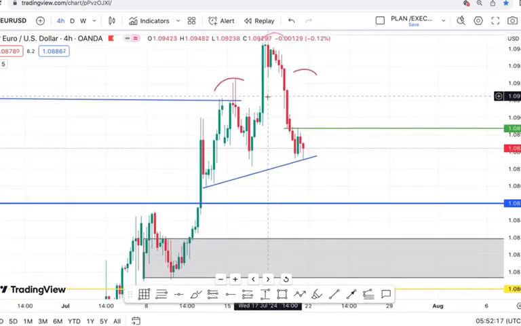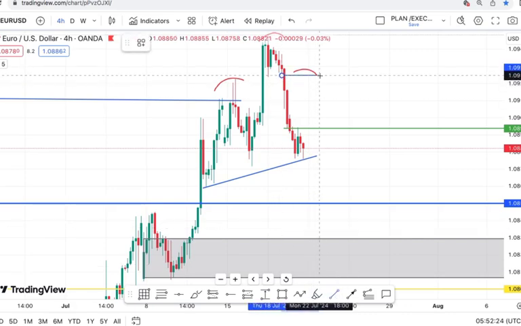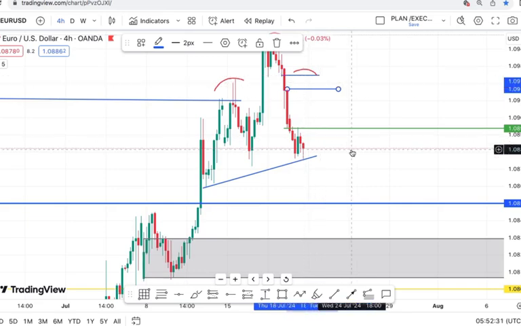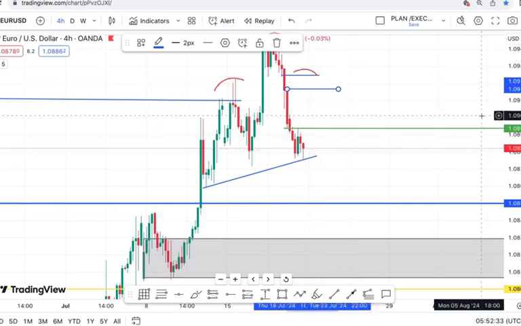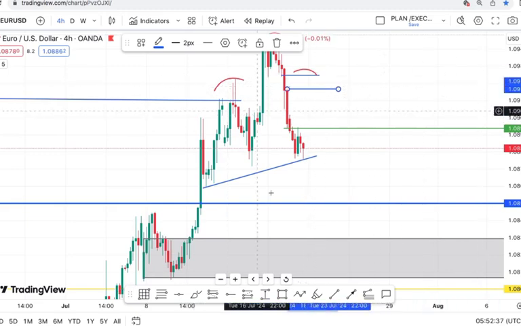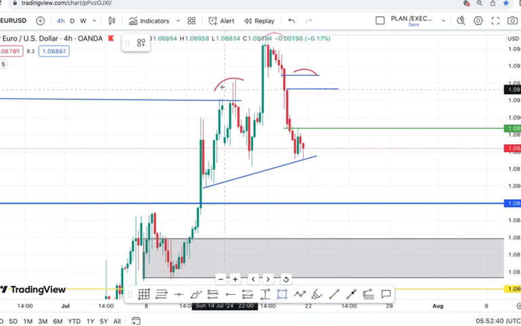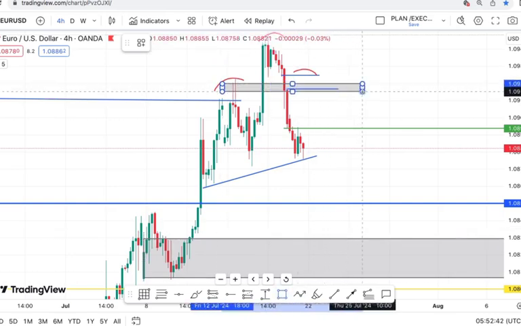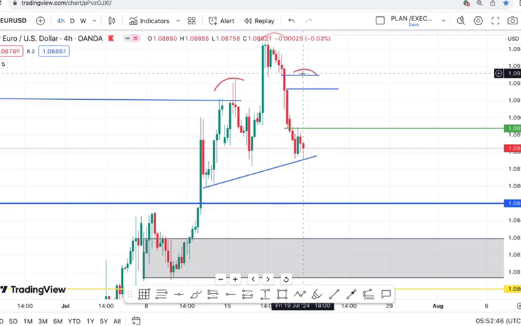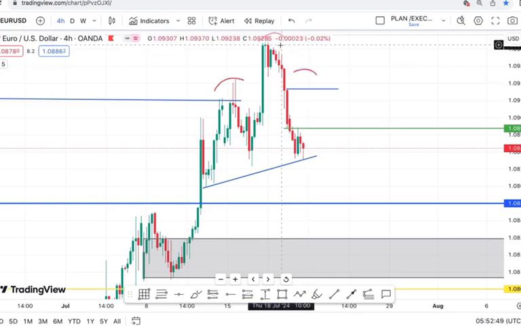And if you look closely here, we have this imbalance forming. Look at this imbalance here. So I'm expecting price to tap into this zone, 1.09200. You see this zone, and it aligns perfectly with this resistance. So I'll be expecting price to tap into this zone for a possible sell.